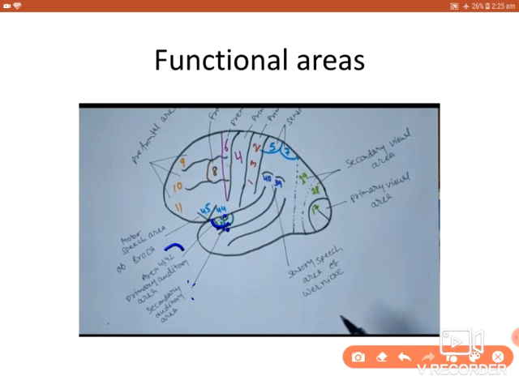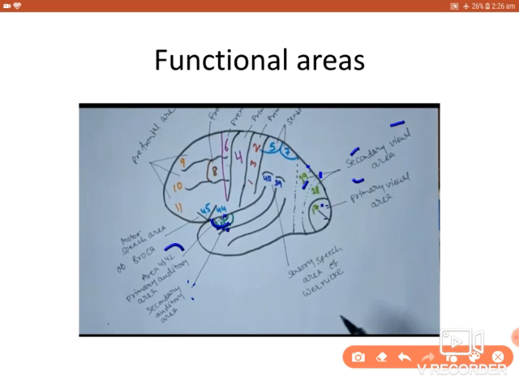Then in the occipital pole, you can see there is the primary visual area here, that is the area number 17 here, which is responsible for the perception of vision. Then visual association area or the secondary visual area, that is area number 18 and 19 here, which is important for the perception and understanding of what is seen, okay, and remembering what was seen before, correlating with previous visual experiences. That is about the secondary visual areas function, 18 and 19.